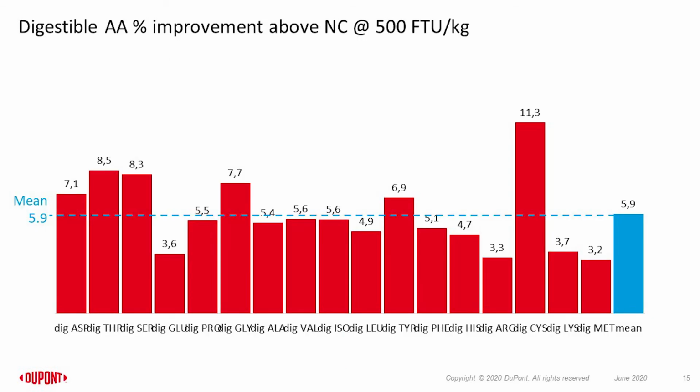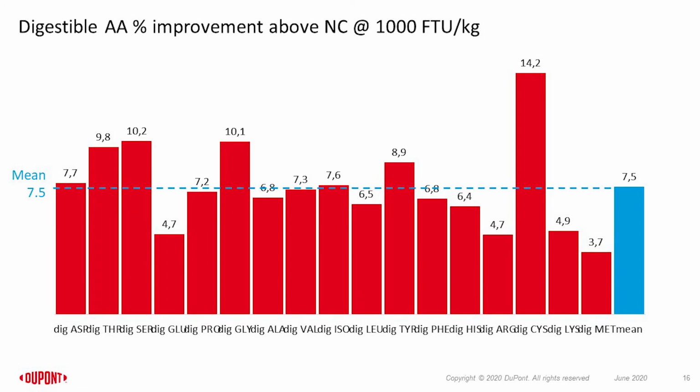We calculated the digestible amino acid content based on the AID digestibility coefficient and amino acid content in the diet. With this, I calculated the digestible amino acid percentage improvement above negative control with phytase dosed at 500 FTU. At this dose level, phytase improved the digestible amino acids in a range of 3.2% for methionine to 11.3% for cysteine, with an average of 5.9%.